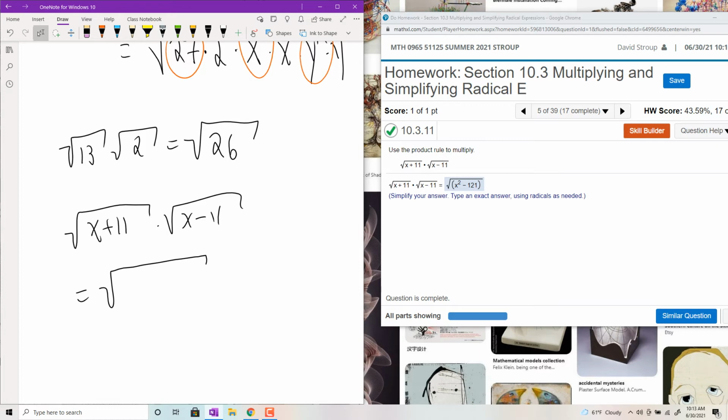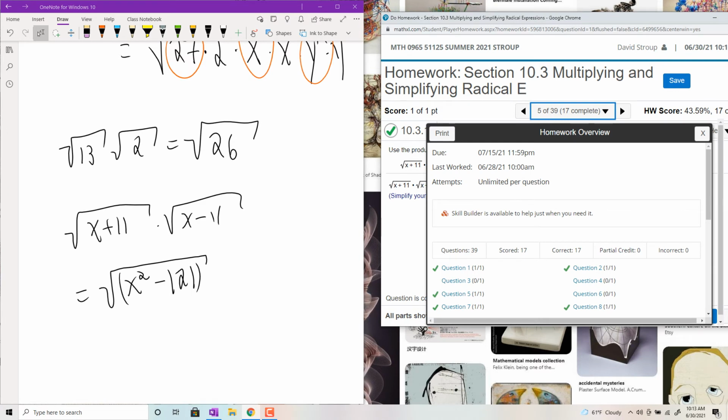So anyways, when you multiply out, you're foiling, so you'll get x squared plus 11x minus 11x is 0x. And then 11 times negative 11 is 121. And then you would just put that in there. You could see my answer there, square root of x squared minus 121. There's nothing else you could do. So that one's just a bit weird.